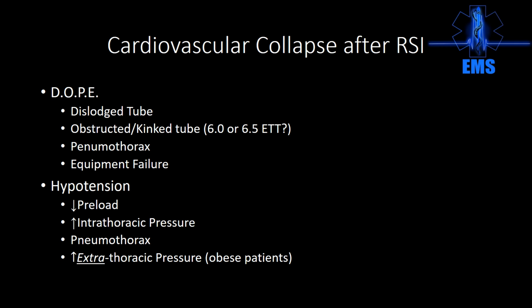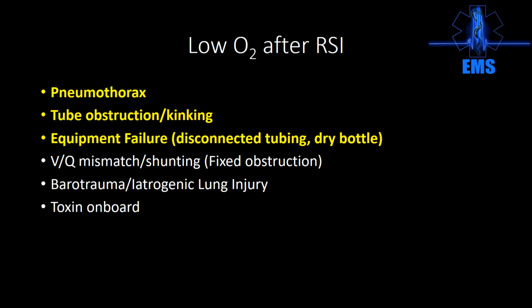And then lastly, extrathoracic pressure, and this is the obese patients, somebody with 25 or 30 pounds of adipose tissue sitting on the chest. This is also sometimes seen in women with large breasts who, when they're lying supine, large breasts will limit their chest excursion and make it much more difficult to ventilate the patient.